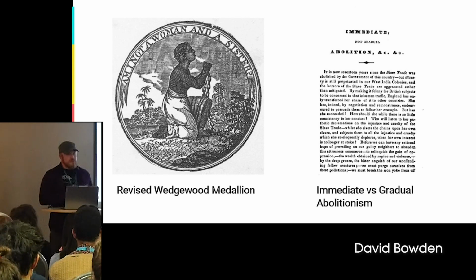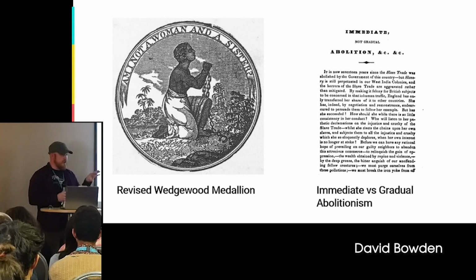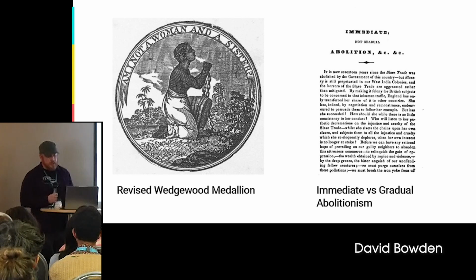And the women's groups, as I said, were generally more radical. They stopped buying any products using West Indian sugar, so not just boycotting sugar, but all the products, and they also withheld donations from the anti-slavery society itself until it went to immediatism. They mostly funded the movement, so it was a big impact.